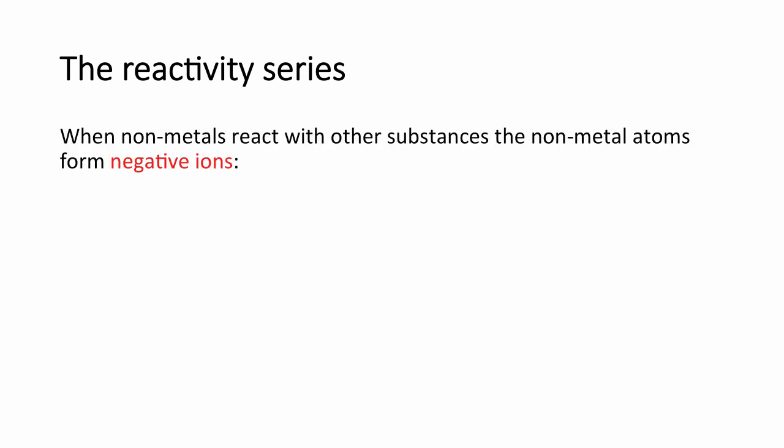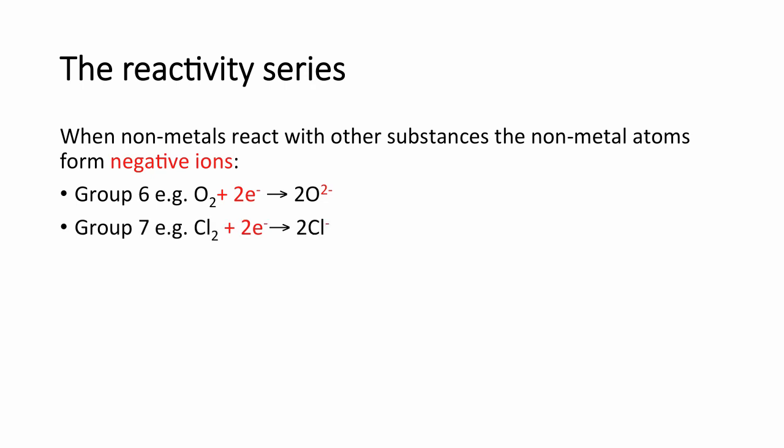When non-metals react with other substances, normally metals, the non-metal atoms form negative ions. For example, group 6 elements, such as oxygen, have 6 electrons in their outermost shell, and to obtain a full outer shell, or noble gas structure, it has 2 electrons added to it, forming a 2- ion. The halogens, group 7, have 7 electrons in their outermost shell and gain an electron to form a 1- ion.